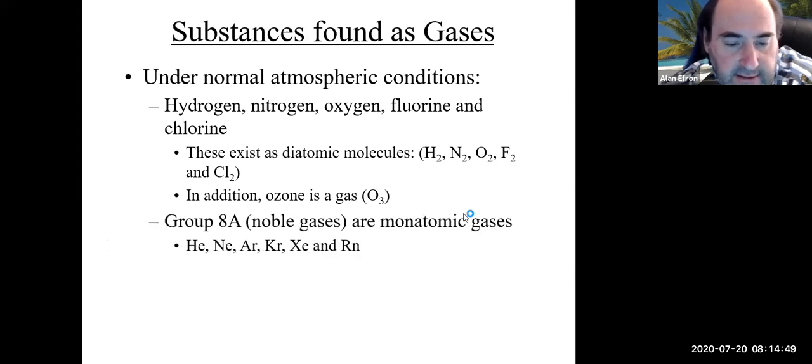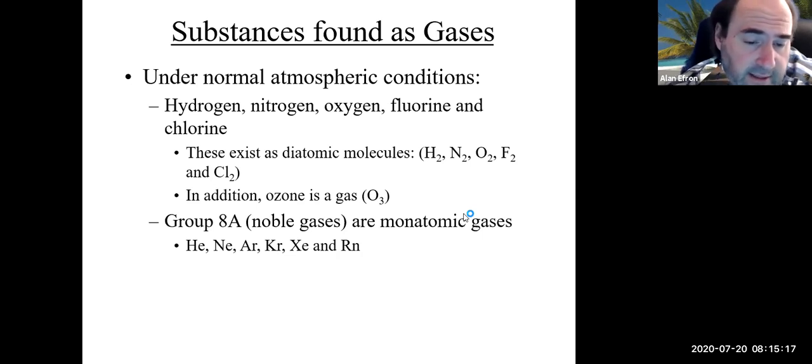Now, some substances that do exist as gases under normal conditions: hydrogen, nitrogen, fluorine, chlorine. So a lot of our diatomic molecules, which are the elements that we talked about previously, exist as gases. Ozone, which is O3, exists as a gas. And then obviously group 8 on the periodic table are the noble gases. They are helium, neon, argon, and krypton.